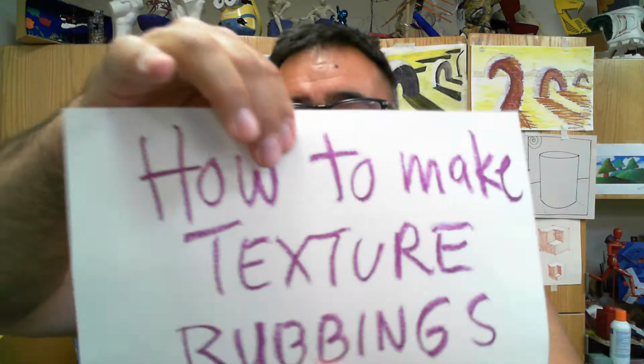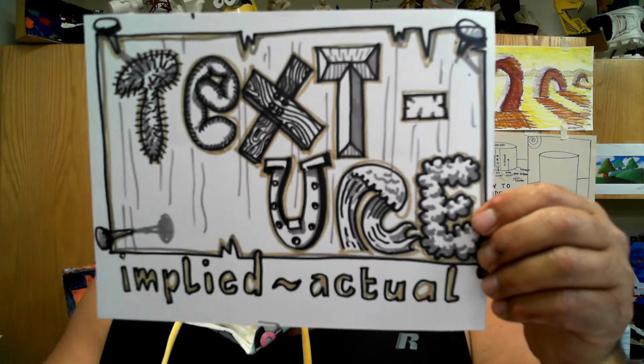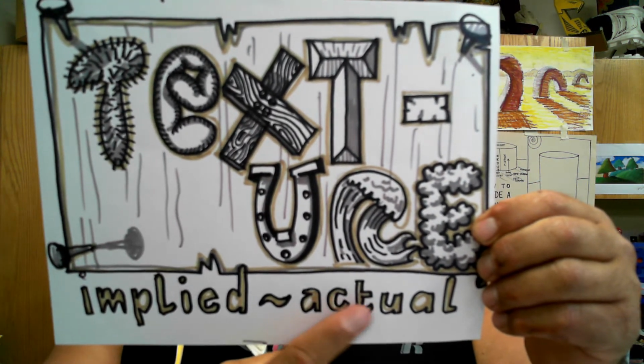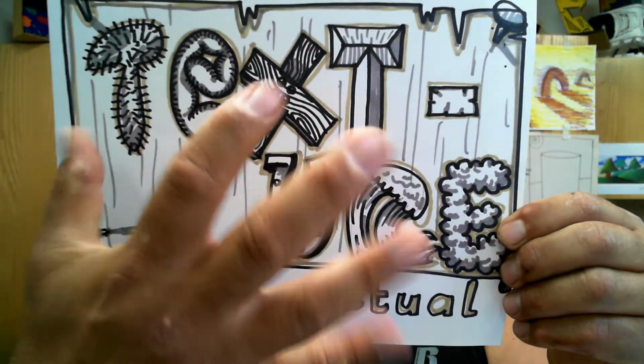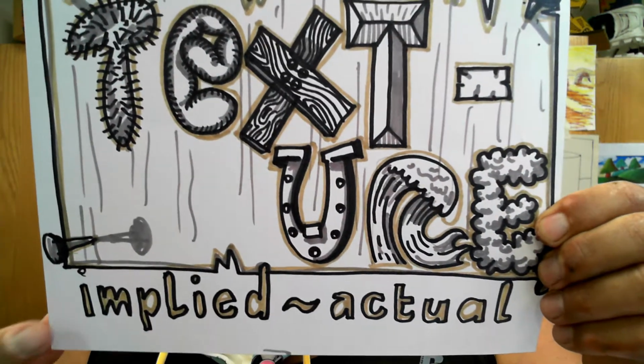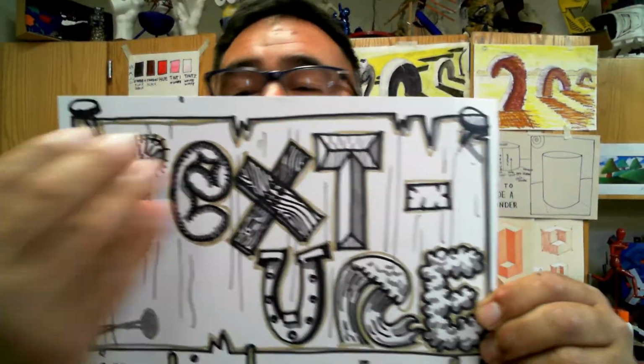Now, there are two types of texture. The key word here is texture. Texture is an art element, and it is usually represented by things that we can actually touch, called physical textures. There's actual texture, which you can touch and feel, and then there's implied texture, which is what this whole drawing is right here.